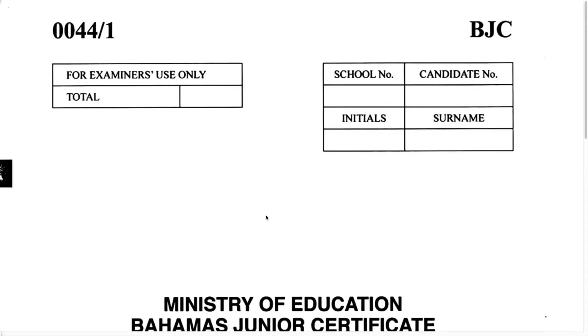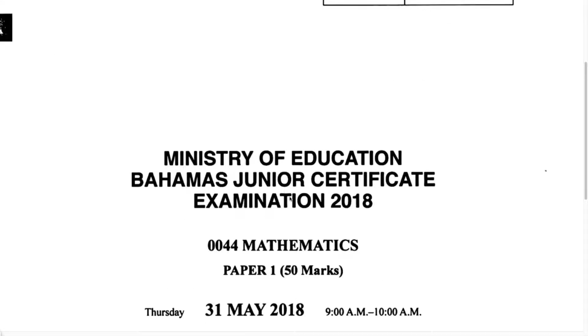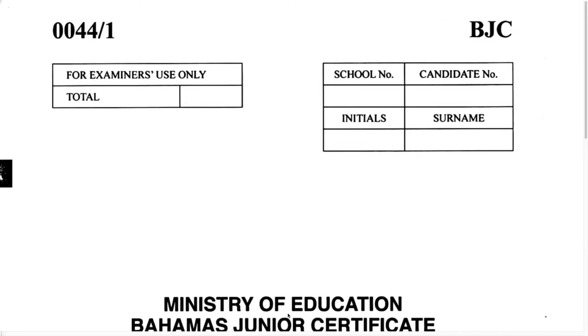Hi Go students, in this video we're going to do the BJC Mathematics Paper 1 exam for the year 2018. Now the very first thing you must always do when you get the exam is fill out this section. It's going to have the school number, the candidate number, your initials, and your surname. For your initials, I'm just going to put I pass. And for the surname, I'm going to write boy.